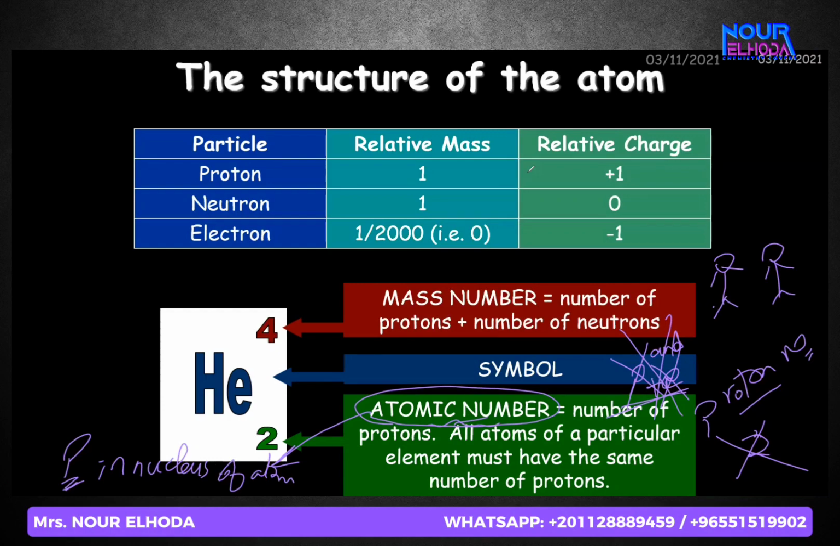Exactly, good job. So once I ask you what's meant by atomic number, you are going to say it is equal to the number of protons in the nucleus of the atom. If you said it is equal to the number of protons, you will take 1 mark. If you said the number of protons in the nucleus of the atom, you took the 2 marks. Never say it's equal to the number of proton and electron, because it means you added them. So this is wrong. Take care, please.